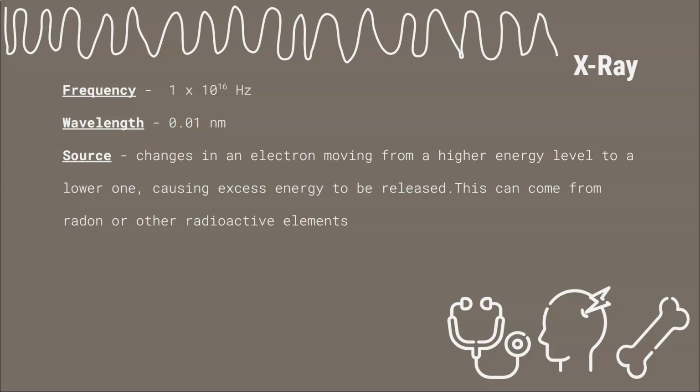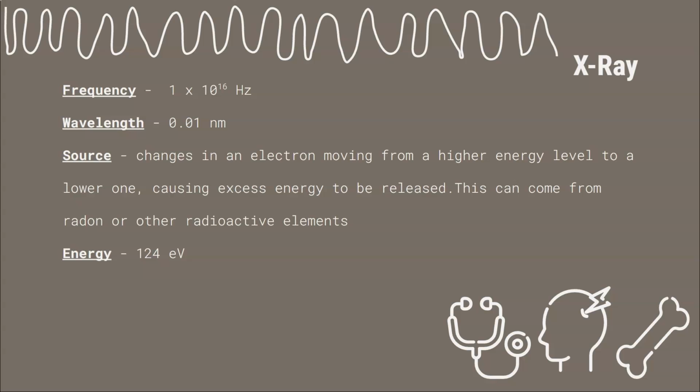This causes a lot of energy to be released because it's got to release that energy somewhere, because the rule of energy is it cannot be created nor destroyed. It can only be transferred. So it has to be transferred somewhere. So we release this excess energy, and it usually comes from something like radon, which is a type of atom, or any other radioactive elements.